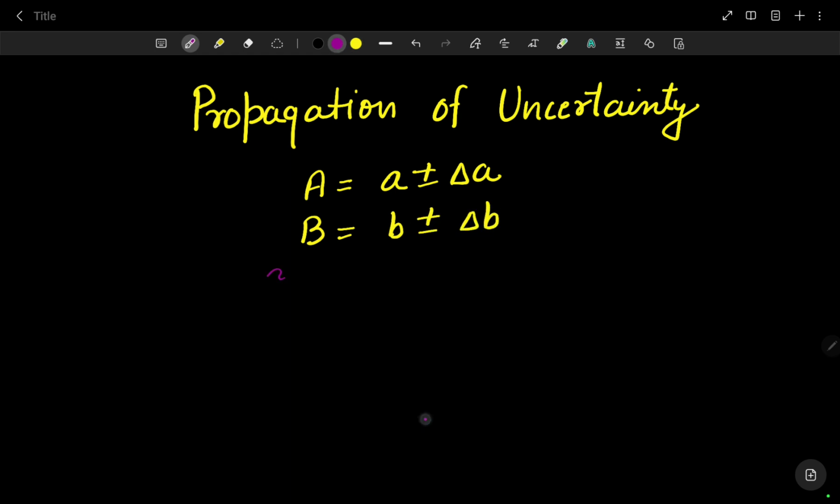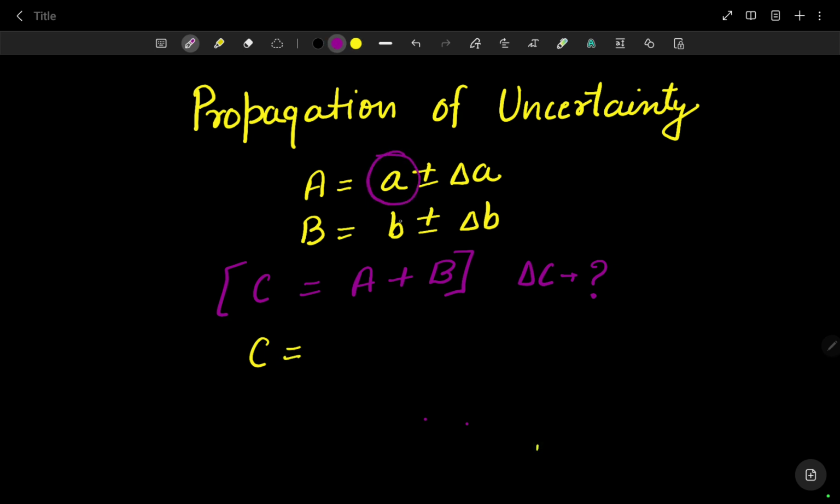So let us suppose I want to find out C, and C depends on A and B with this formula, that C equals A plus B. So basically, I want to find out the third quantity, which is equal to the sum of A plus B, and I want the uncertainty in that physical quantity. So let us see how we do this. Okay, so to find C, it's quite simple. C is A plus B. So I will take the original value of A and the original value of B directly. Okay, so I got my C as A plus B.